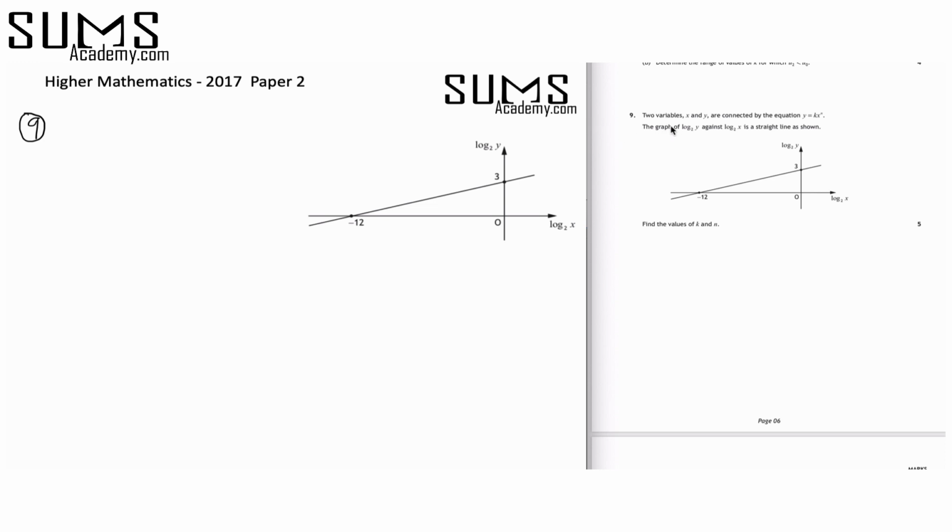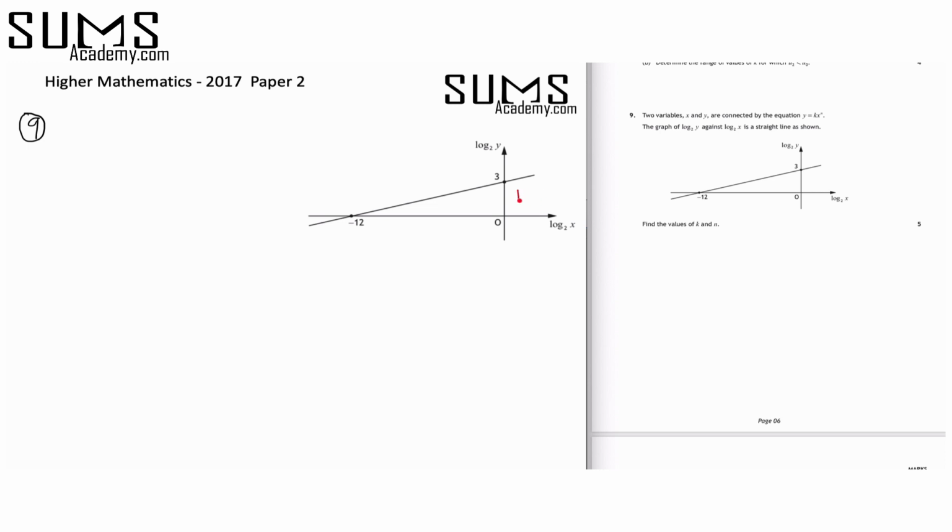Question 9. Two variables x and y are connected by the equation y equals kx to the power of n. The graph of log base 2y against log base 2x is a straight line as shown. So it's here. And we're asked to find the values of k and n. So this might look a bit confusing when you first see it, but don't panic. It's pretty straightforward once you see.